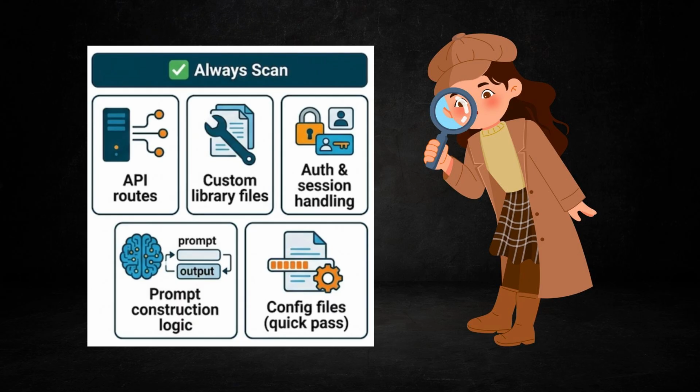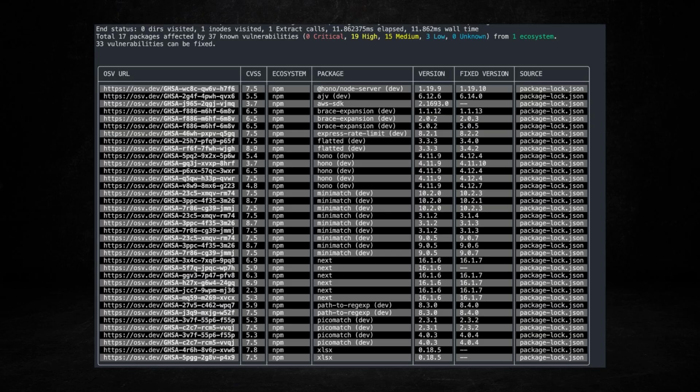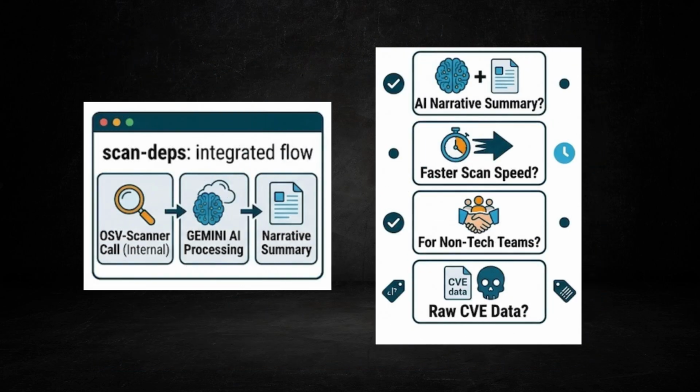For dependency scanning, if you're comfortable with raw output, just run OSV-Scanner directly. The scan-deps command calls it internally and passes the results through Gemini for a narrative summary. That's great for sharing with stakeholders, but unnecessary overhead if you're already familiar with CVE IDs.